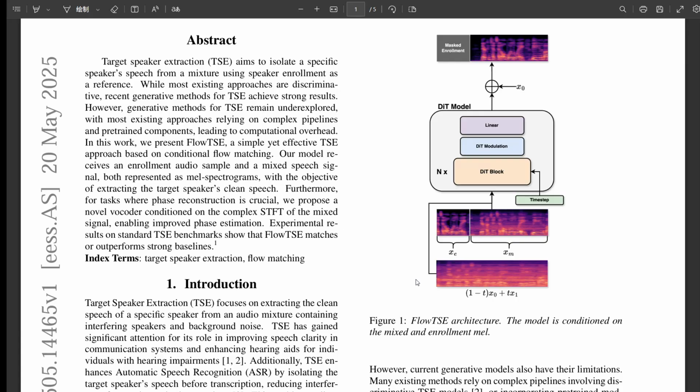Okay, makes sense conceptually. How is the model actually built? The architecture, you mentioned it takes the enrollment and the mixed audio. Right.